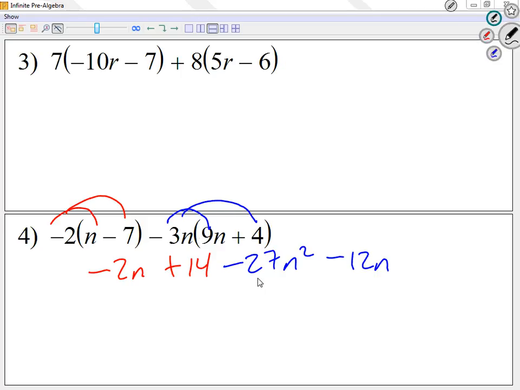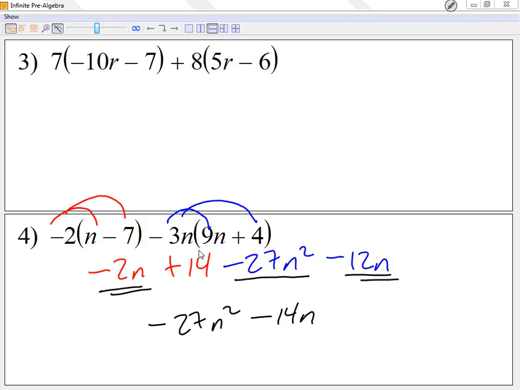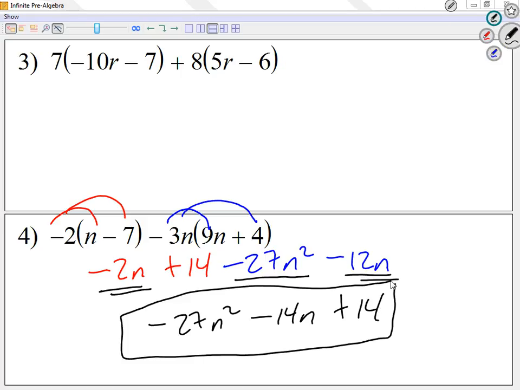So it seems on letters, the highest exponent is n squared. That is the only one. So I'm just going to write negative 27n squared. Then, when it comes to n's, there's negative 2, negative 12. I'm going to call this negative 14n. And then my plus 14, the term that has no letter, I'm just going to write plus 14. I finished with 3 terms. I cannot combine any of them because those that do have an n, they have different n's. And then the other one doesn't have a letter. So in this case, I finished with 3 terms.